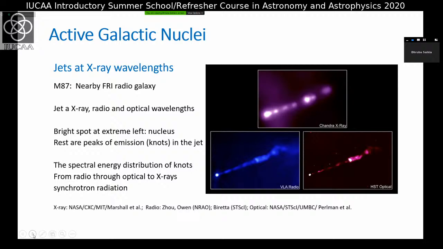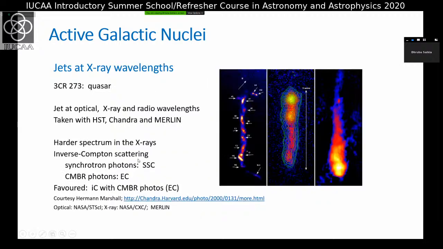Similarly, just as in this nearby galaxy M87, I'm going to show you the jets of the quasar 3C273 at optical, X-ray, and radio wavelengths. Here the physical processes are such that inverse Compton scattering is believed to play a role in trying to understand the spectra across the wavelengths from radio to X-rays. And as of now, as far as I understand it, inverse Compton with CMBR photons is the favored explanation.